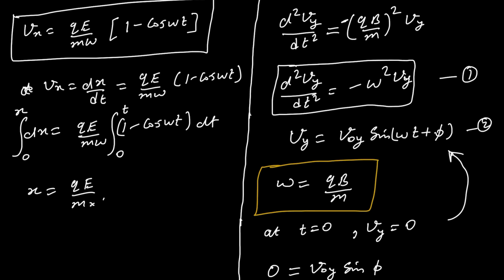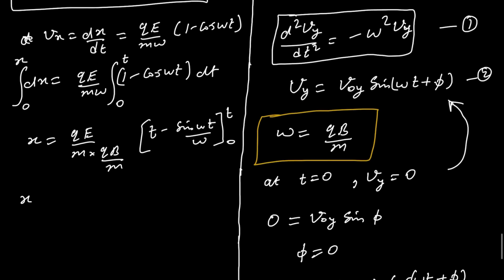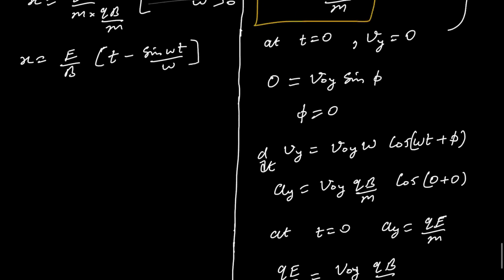Let us put the value of omega as well, that is QB by m, and on integrating we'll get t minus sine omega t by omega, and we'll put the limits as well. And after putting the limits, what we will get is E by B, this is t minus sine omega t by omega. So this is our x coordinate.